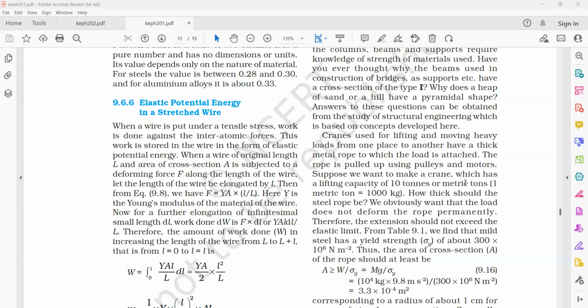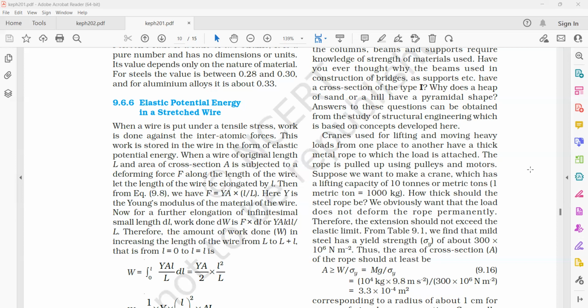But after the lifting of the load, the metallic rope should come back to its original position. Then only we can use the crane for the next load lifting. If by chance it does not come back to its original position, then that wire is gone. It is no more useful for lifting further loads. So that's where the concept of elasticity comes in. Until what load can we lift?